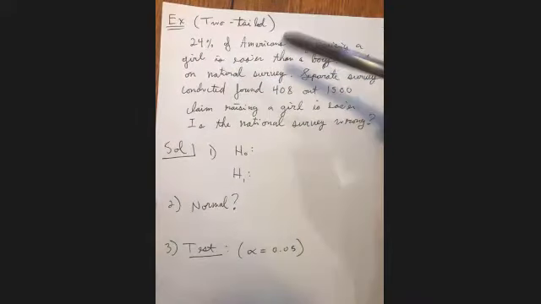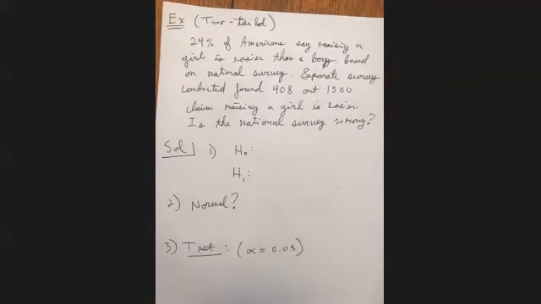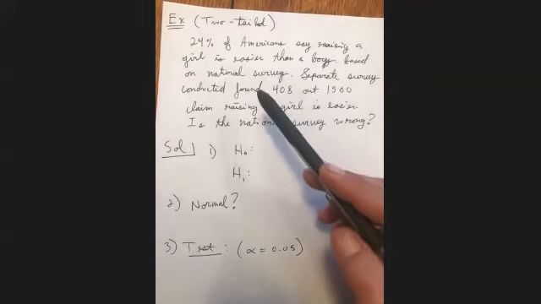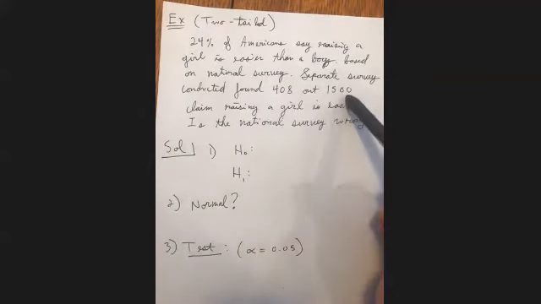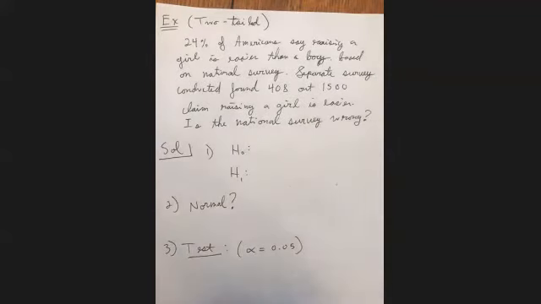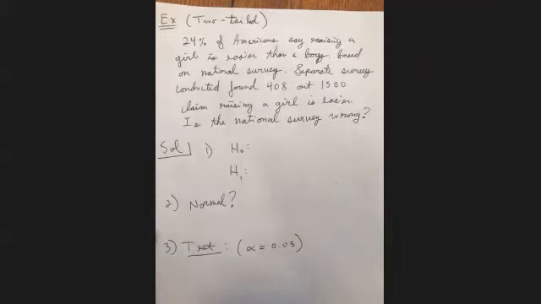Okay, in this example, we're told that 24% of Americans say raising a girl is easier than raising a boy. And this was based on some national survey. A separate survey was conducted, and it found that out of 1,500 people asked, 408 claimed that raising a girl is easier. The question that the researchers want to answer is, is the national survey wrong? So we'll have to figure out what it means to be wrong.